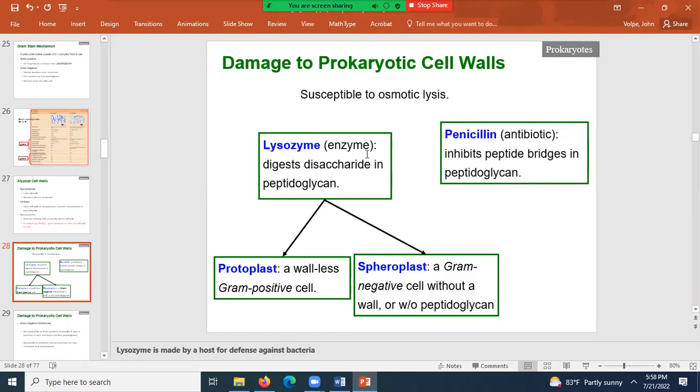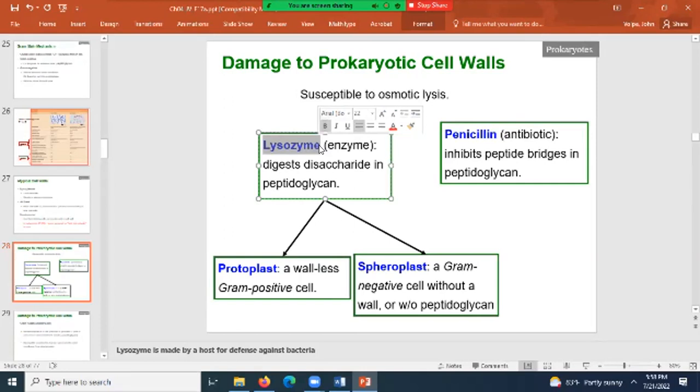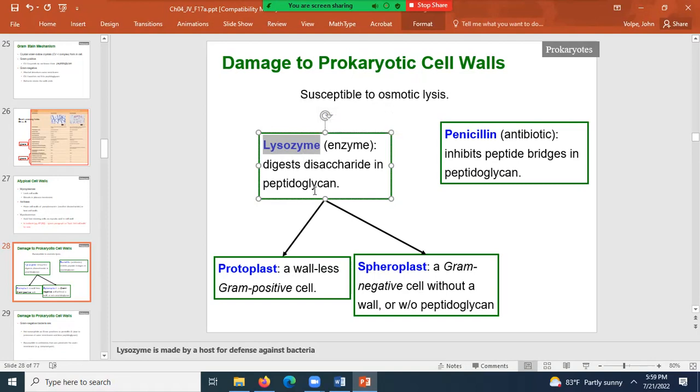You can also use the enzyme lysozyme, which digests the peptidoglycan. Lysozyme is an enzyme that you can find on your skin or in the tears of your eye. And our body produces it to actually help prevent bacteria from getting established in us and then causing an infection in us. So this is an enzyme our body makes to help defend us against bacteria.